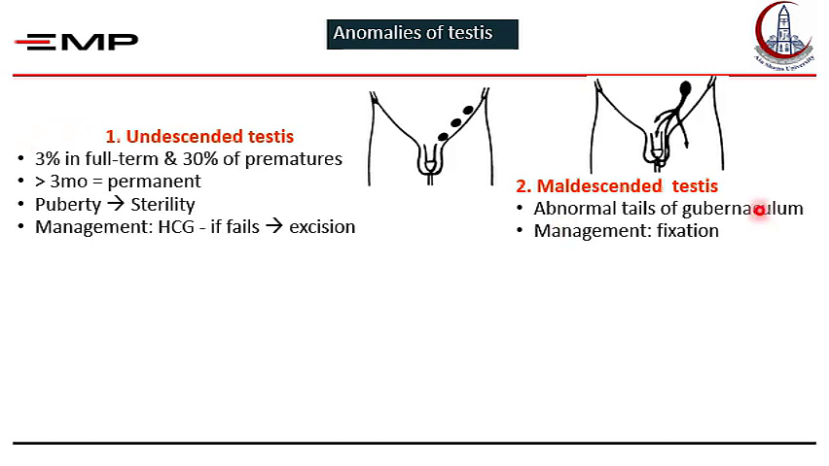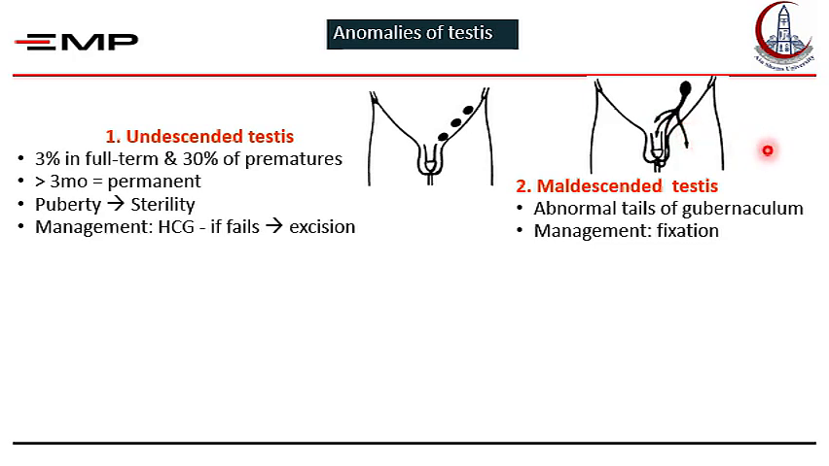Another condition is called mal-descended testis. The testis descends but to abnormal positions. It may occupy several places. It may be at the root of the penis. It may be in the perineum. It may be in the front of the thigh.